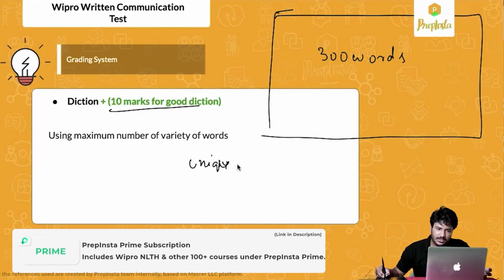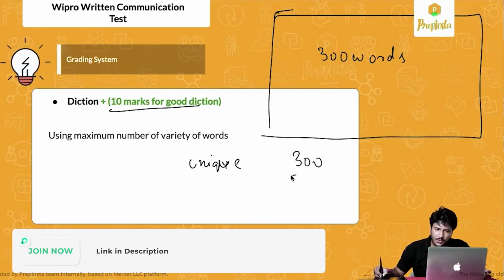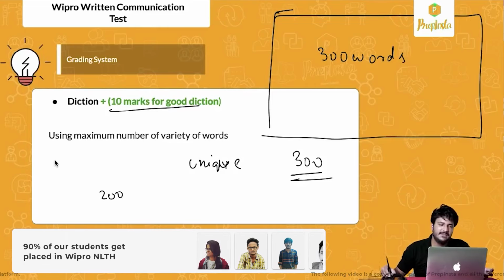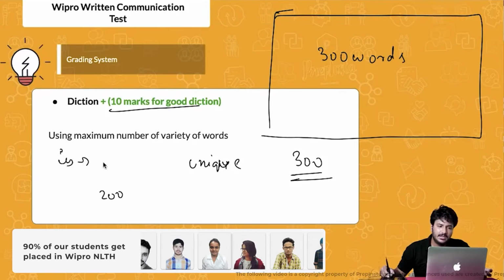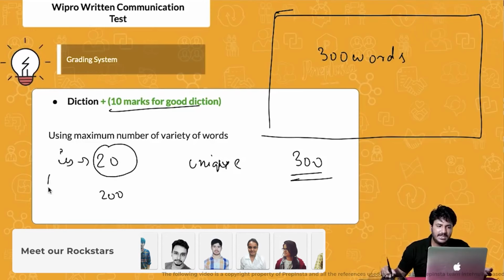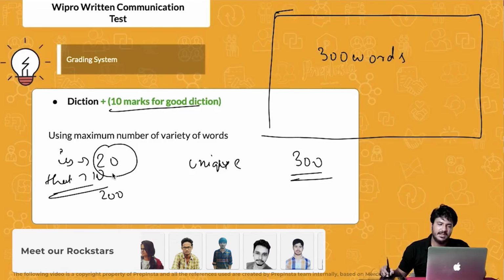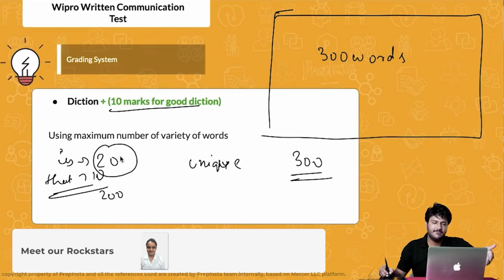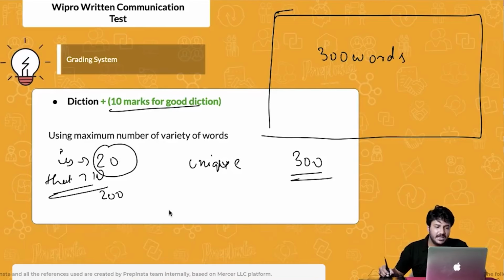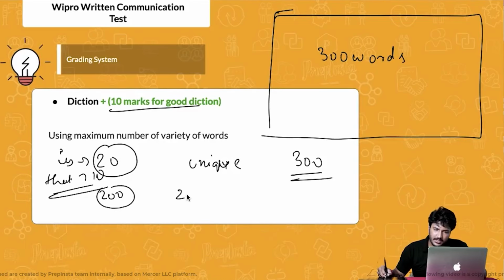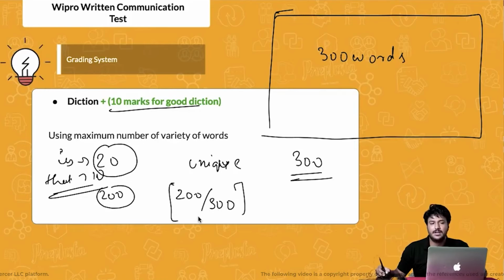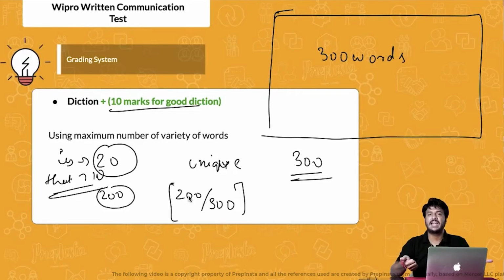Let's say you wrote 300 words, and out of those 300 words, approximately 200 words were unique. So let's say you write "is" 20 times, right? And you write "that" 10 times, right? So diction is basically counting such words that have been used again and again. Diction is the number of unique words, that is 200, divided by 300, and that is the value of diction. Your diction should be high. That is, you should use the maximum variety of words.